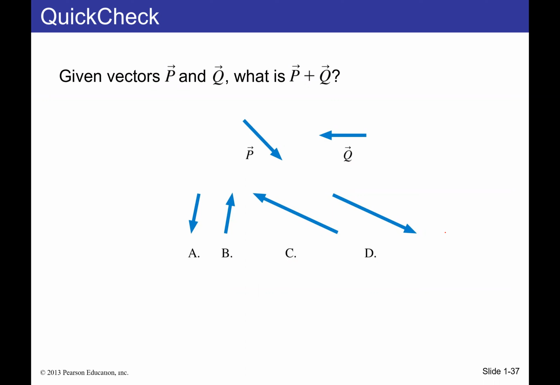All right, so here we have P and Q, and we're adding P plus Q. What will then be the resultant vector? Now what I'm going to do here is show you that there are two methods that we have.